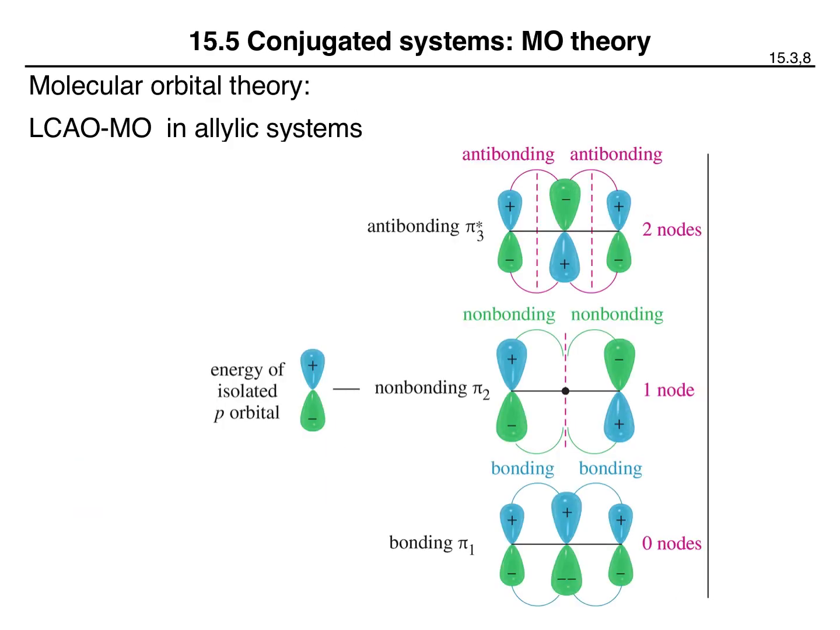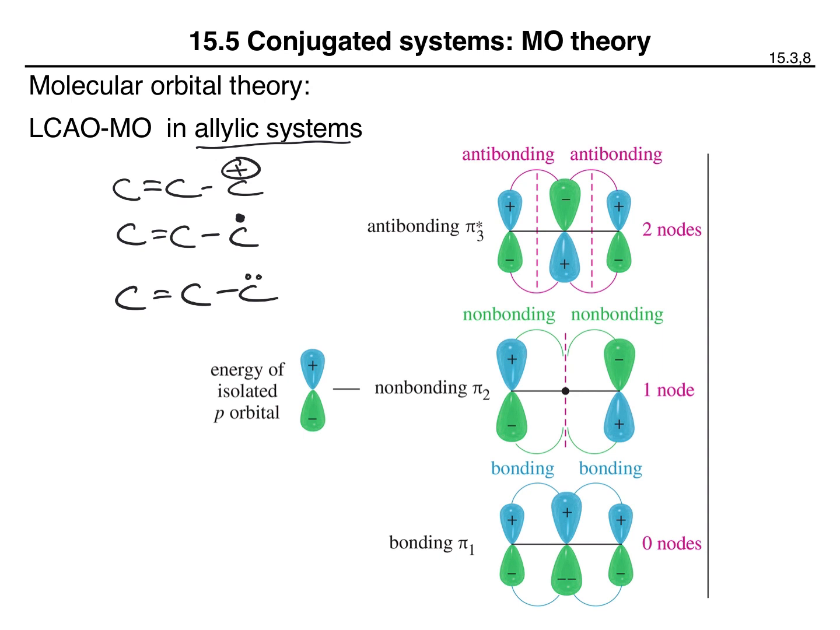Finally, let's consider molecular orbital theory regarding allylic systems. Now, if we have an allylic carbocation, it might look like this. If we have an allylic radical, it might look like this. And if we have an allylic anion, it might look like this. So each of these are incomplete structures, but we're focusing on the 3 carbons of the allylic unit. That means we have to focus on 1, 2, 3 p orbitals.